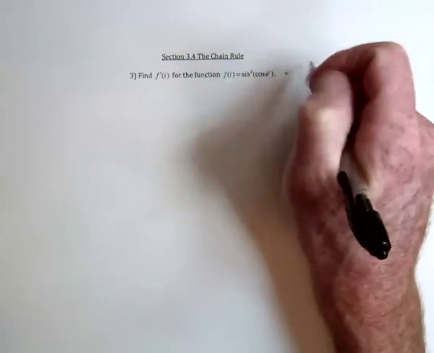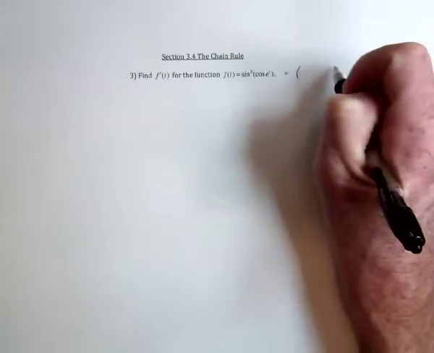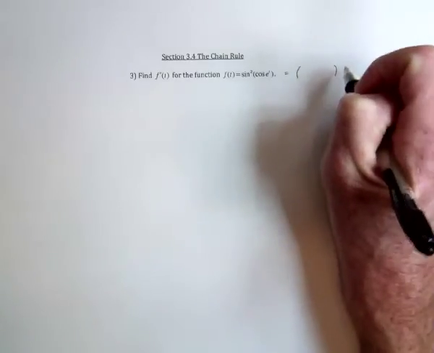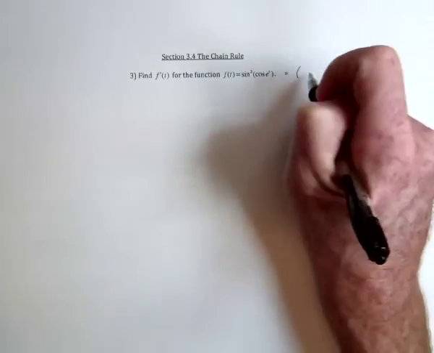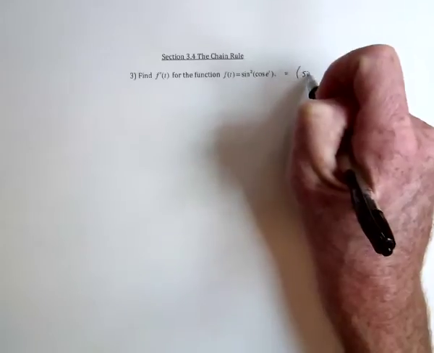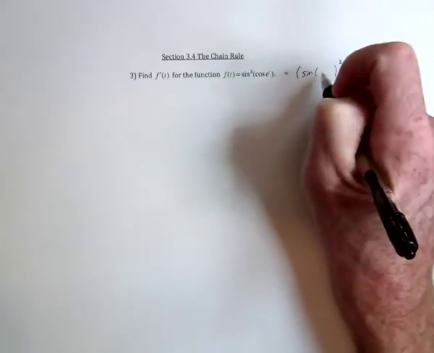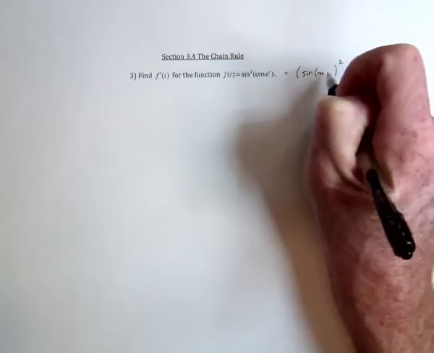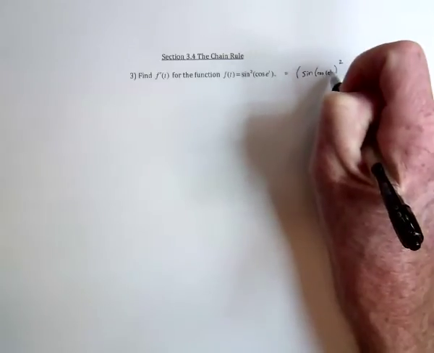So another way to write this is that it's all being squared. Next would be the sine function. Then inside of that is the cosine function, and inside of that is the e to the t function.